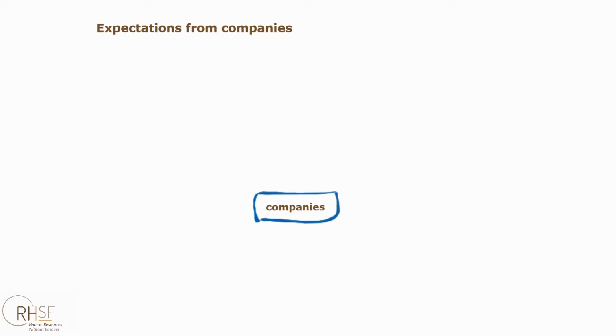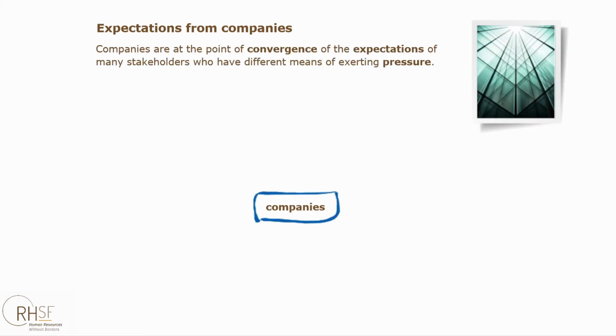Yet companies constantly have important choices to make, and they are at the point of convergence of the expectations of many stakeholders in their economic, financial or political environment. All of these stakeholders defend their own, usually highly justified, interests and have different means of exerting pressure. What are their various expectations?